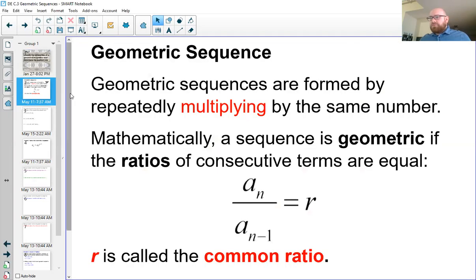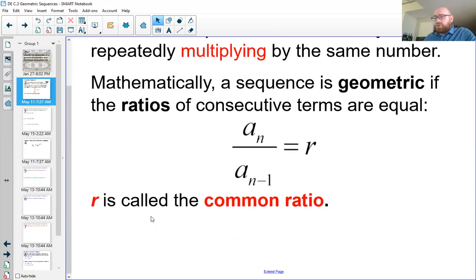So let's start off by defining what a geometric sequence is. Geometric sequences are formed by repeatedly multiplying by the same number. Mathematically, a sequence is geometric if the ratios of consecutive terms are equal. So a term, a_n, divided by the previous term, a_(n-1), is equal to r. r is called the common ratio.